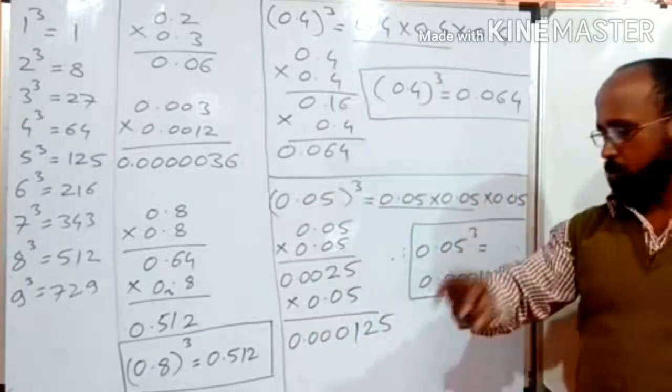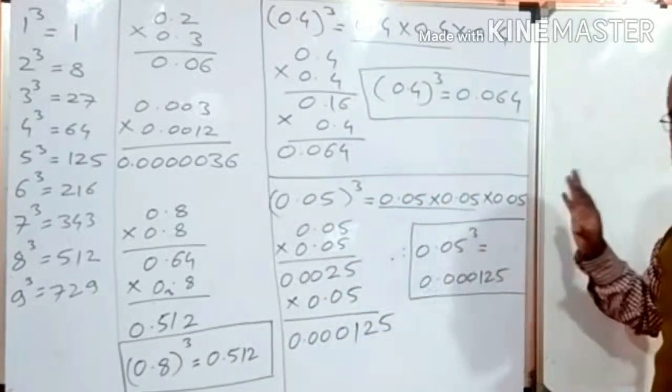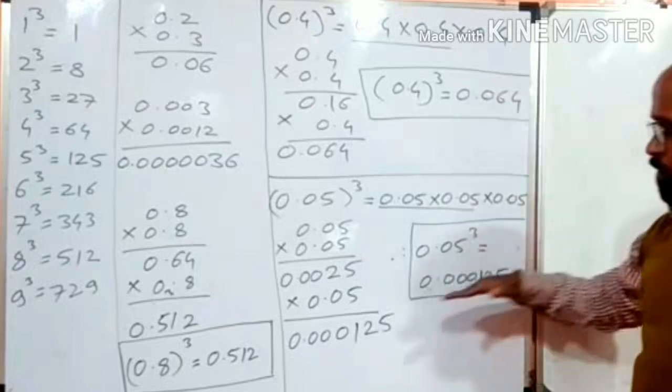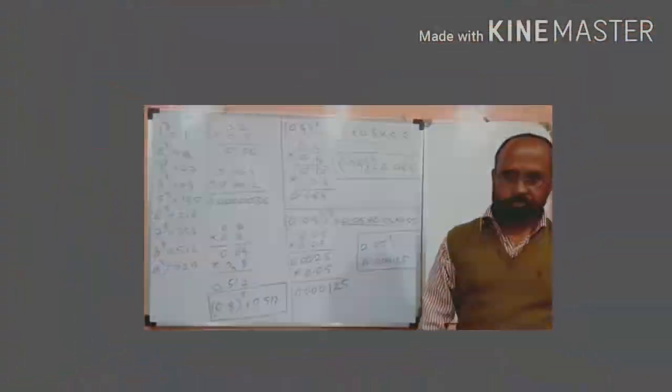Friends, we found 3 cubes: 8 cube, 0.4 cube and 0.05 cube. Just have an observation and try to find out whether there is any pattern between the answers and the question.